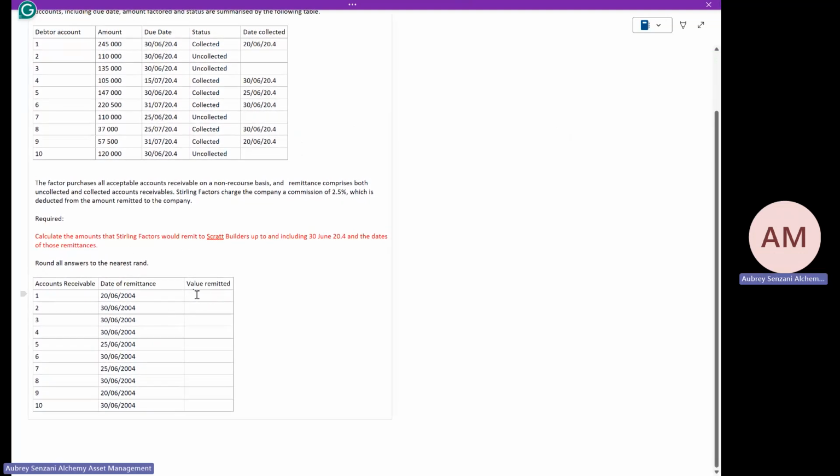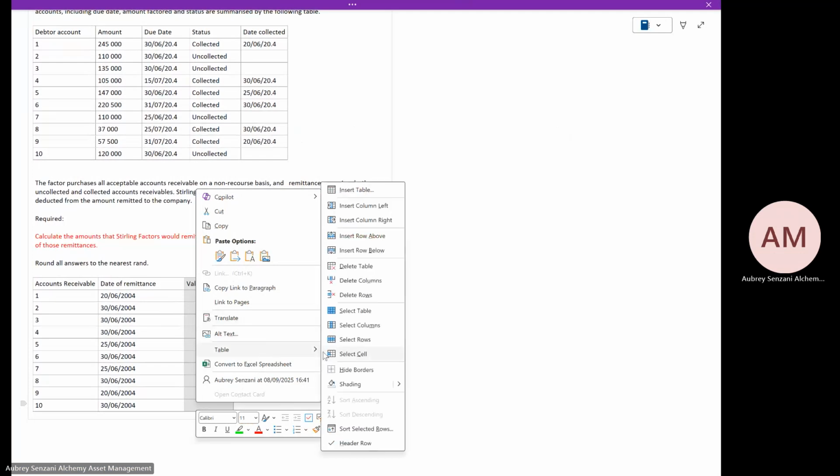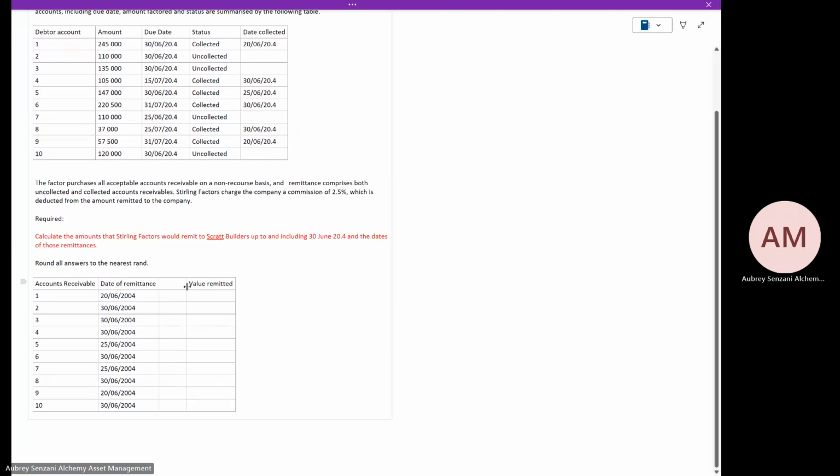Okay. I think so. So I think what then now needs to happen is we literally are calculating the value remitted for each of these. I think it would be good to insert a table to the left and then just copy. Are they in the same order? Yes.